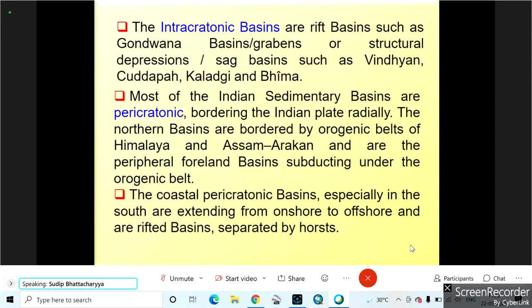extracted from those basins. But the main ones are the Gondwana basins, grabens, and they are for solid fossil fuel, your coal or lignite.